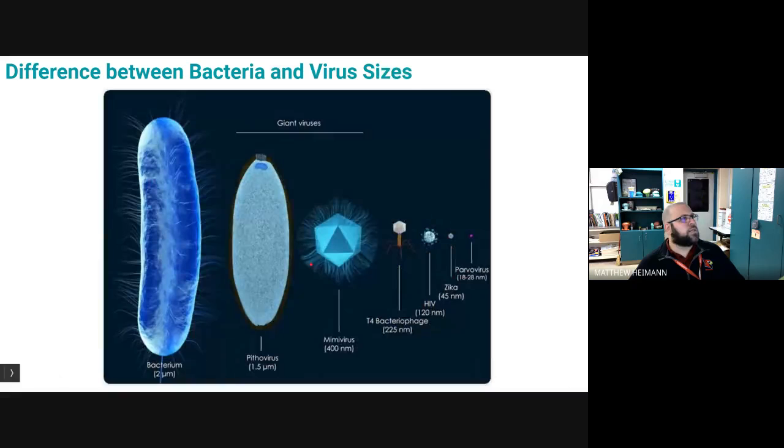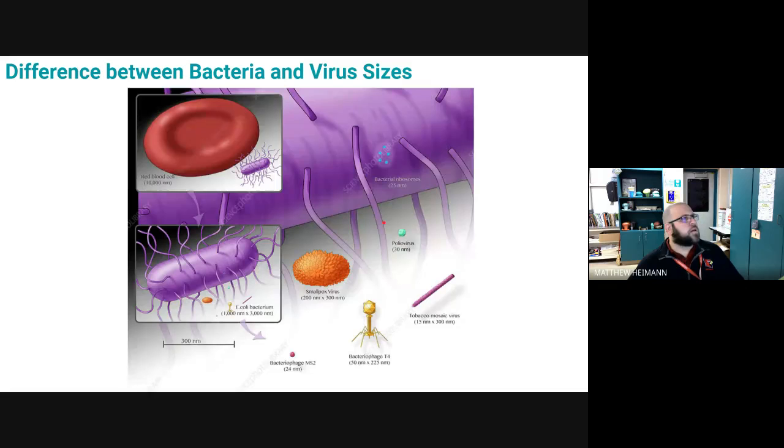All right. Here's the difference in the sizes. Here's like a bacteria. This is supposed to be a pretty big virus, but look how small some of these viruses are all the way to the right here. Here's another picture with the size of the bacteria.